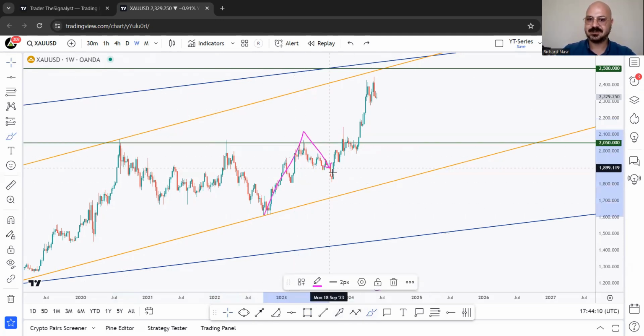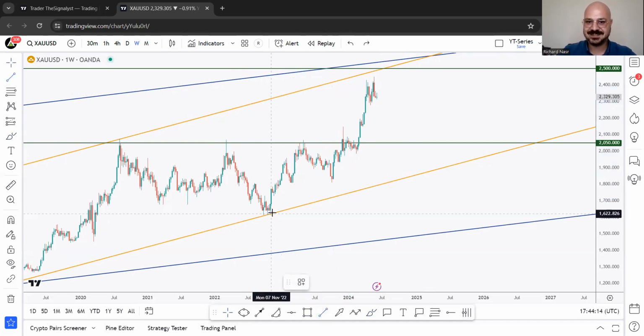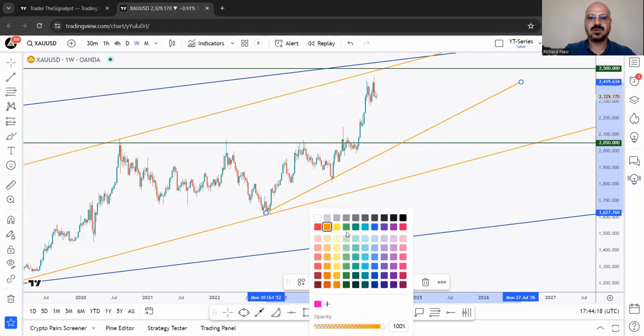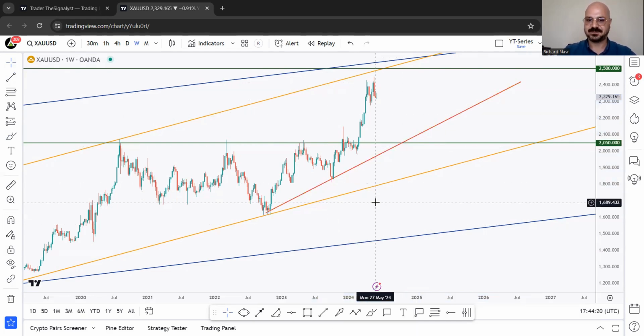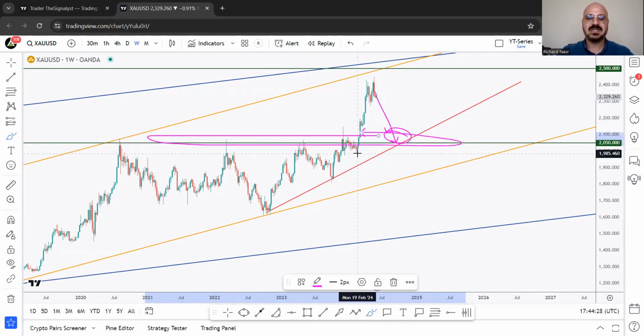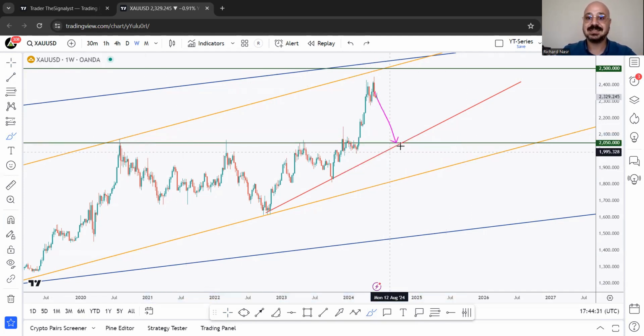We have an impulse, a correction, and we are currently in this impulse. This is a beauty, right? You can see how the trend lines are making total sense. And let's go for a different color, let's say red. You can see how this zone is a massive area between 2K and 2.1K, which is this entire zone, lining up with the demand, the lower trend line in red in this particular case.